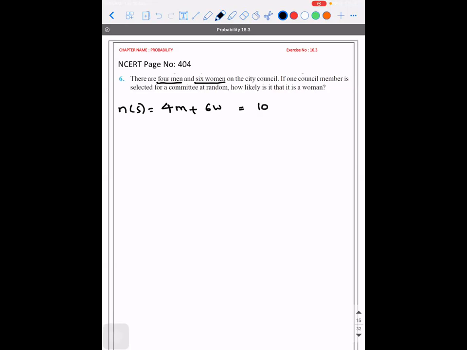Okay. What are they expecting? A should be an event where the selected person is a woman. So the number of elements in A will be 6. That's right. The probability of A will be 6 out of 10. It will be 3 by 5.